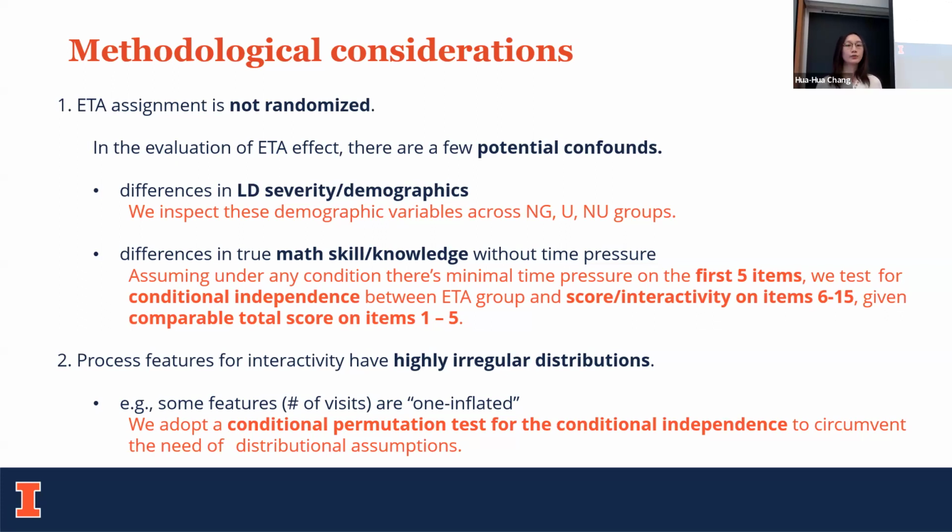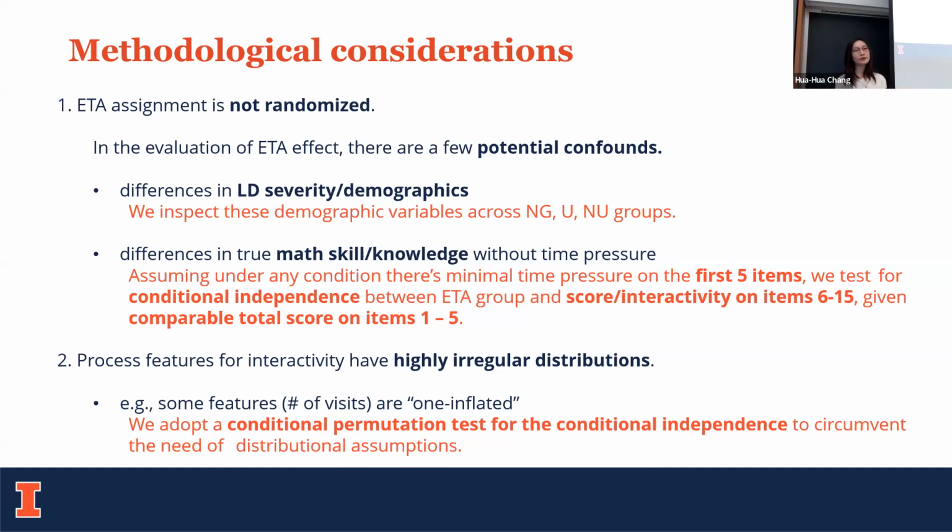And in the current study, we assume that under any of the ETA conditions, whether they receive the extra time or not, there is minimum time pressure on the first 5 test questions on the test. So at the beginning of the test, the student might not be facing a lot of time pressure. And then conditioning on their performance on the first few questions total score, we will try to test for the conditional independence between the ETA condition and their score or interactivity on the later items in the test, which is items 6 to 15.